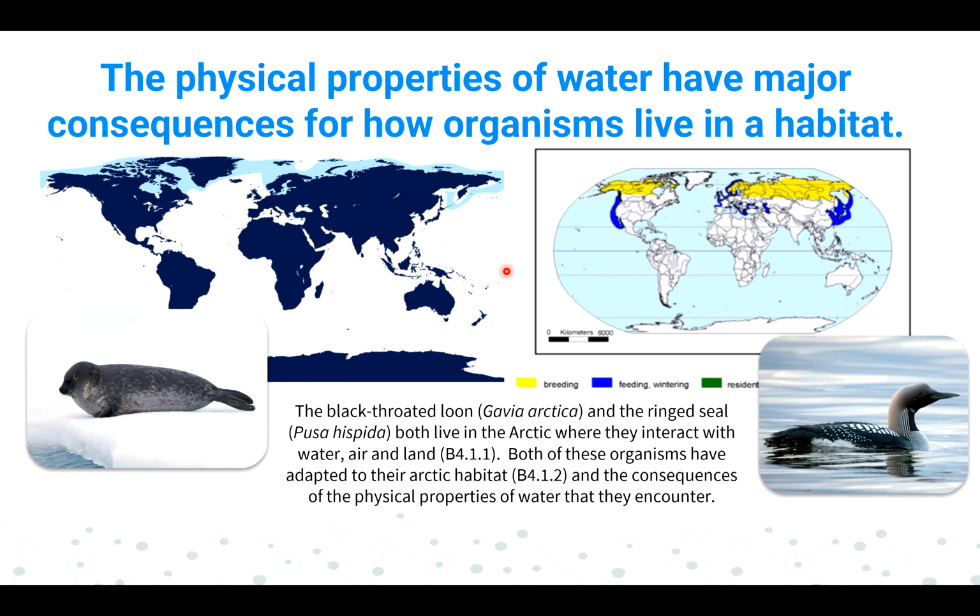The physical properties of water have major consequences for how organisms live in a habitat. So take the polar animals in the polar region, the ringed seal, both live in the Arctic where they interact with water, air, and land. Both of these animals have adapted to their Arctic habitat and the consequences of the physical properties of water that they encounter. So both have different environmental stresses, right?